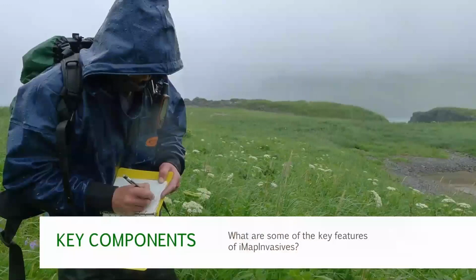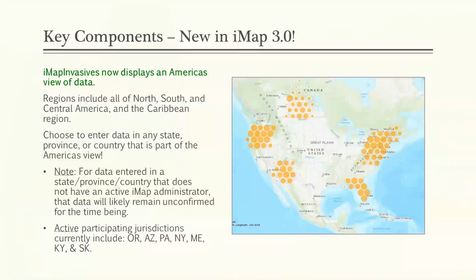Okay, so let's go over what are some of the key features, what are the key components of the iMap program. Something that's new as far as the iMap 3.0 version that just got launched recently in April is that iMap now displays an America's view of data. That includes all of North, South, and Central America, as well as the Caribbean. So you can choose to enter data that you're finding in any state, province, or country that is part of that America's view. You're not limited to just Pennsylvania.